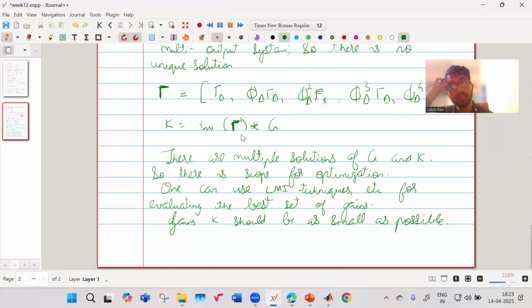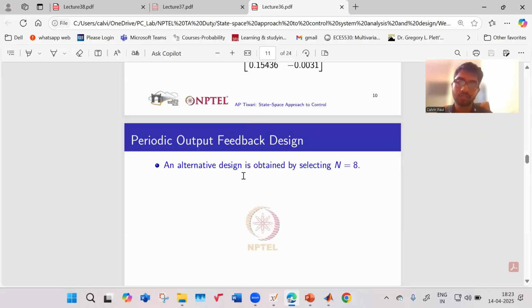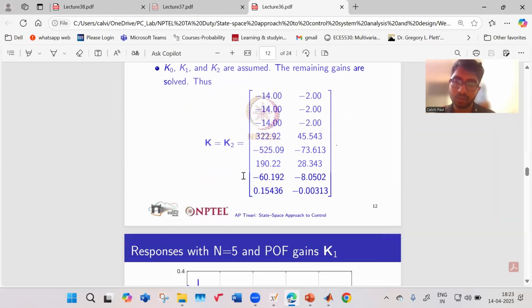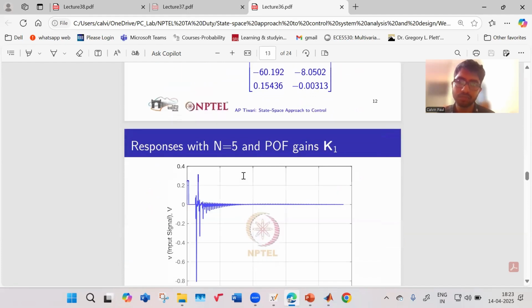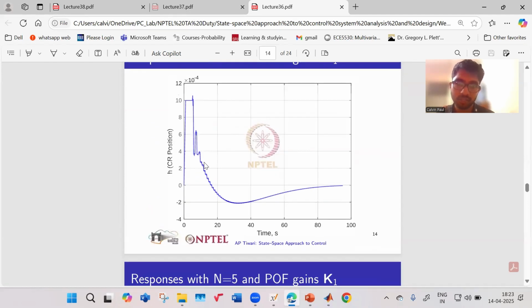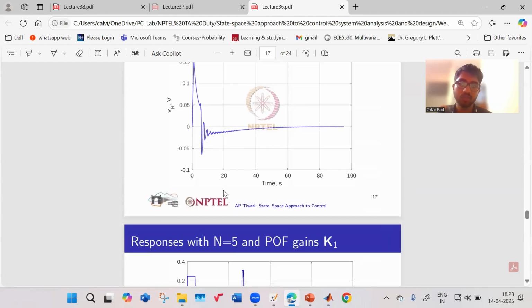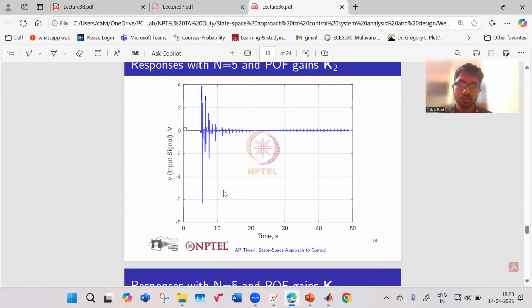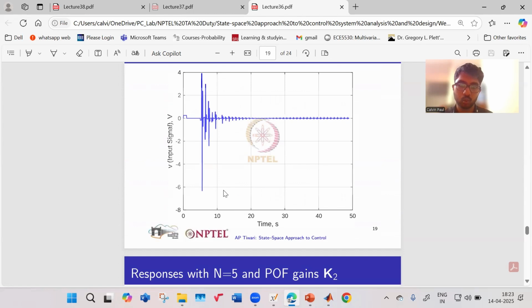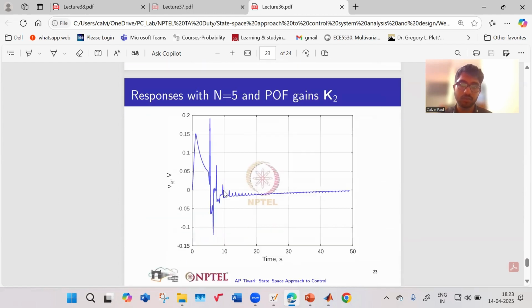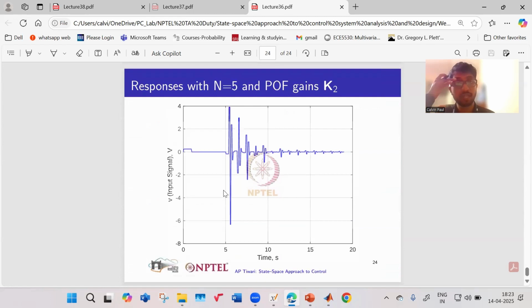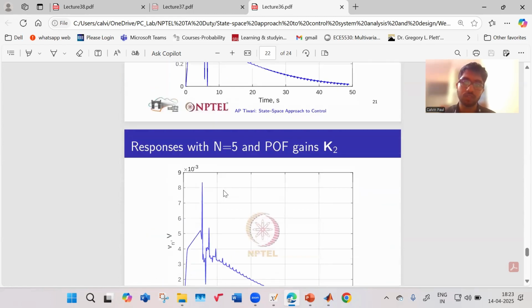So this is how we saw what is known as periodic output feedback. Now let us see the response. We can use an alternative by selecting a higher number of values, etc. That is up to you. So this is the response which you can observe with the POF gains K1 which are used. And this is the response when the gains are K2. So it's up to us what value of n we take and what value of gains we consider.